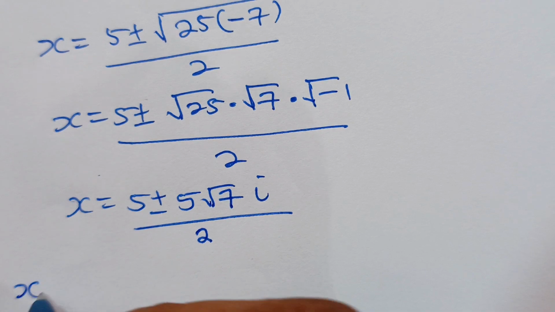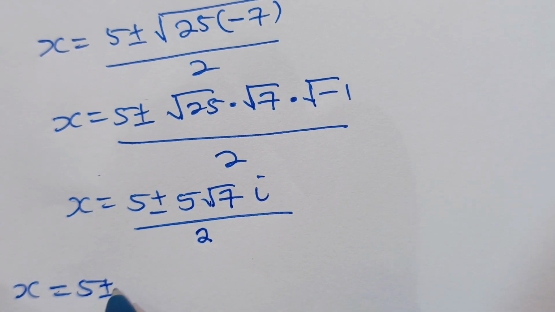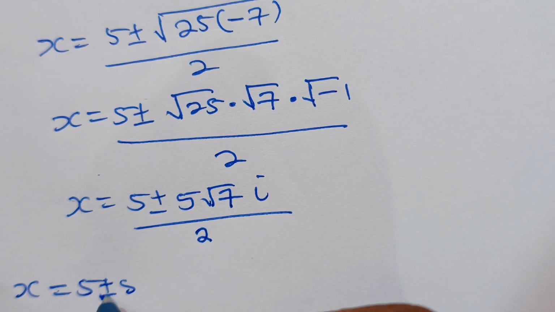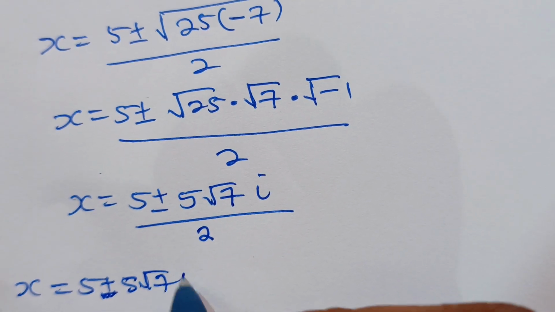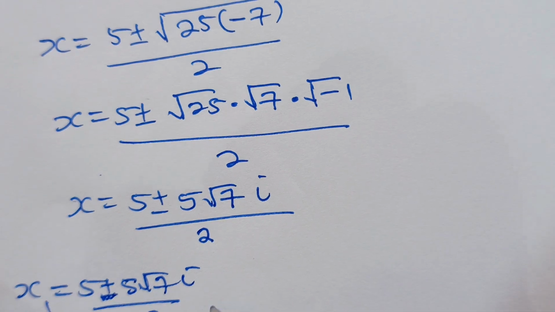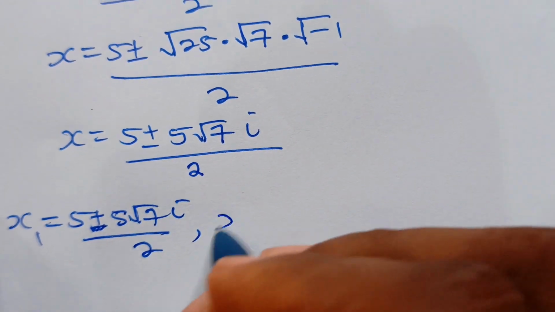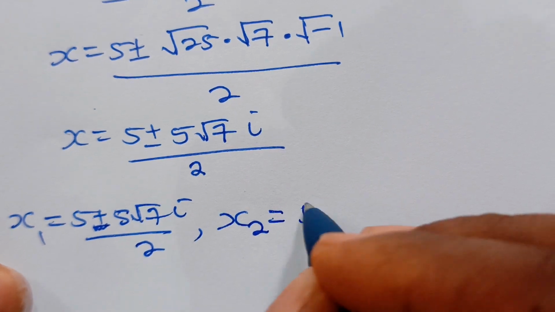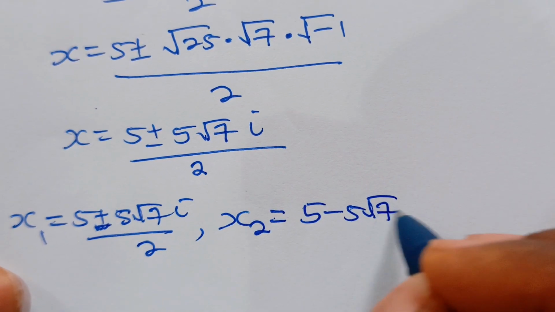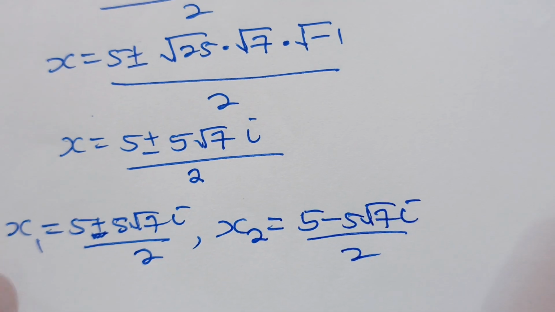Therefore, we have the first value of x as 5 plus 5 root 7i divided by 2. And we have the second value of x to be equal to 5 minus 5 root 7i divided by 2. Now we need the corresponding values of y.